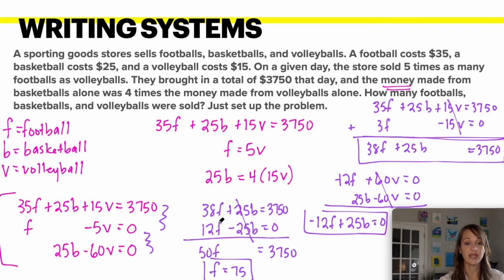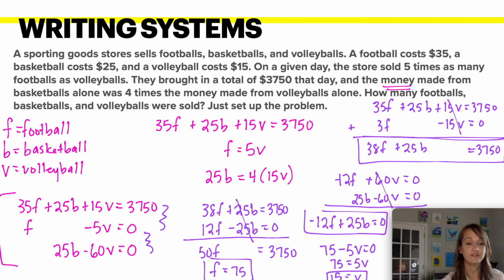Now we're going to plug F back into this middle equation. If I plug in 75, I will get 75 minus 5V equals 0. So 75 equals 5V. So V equals 15.